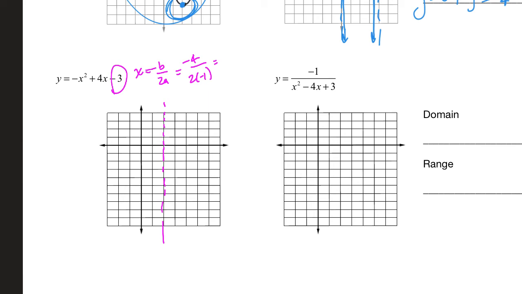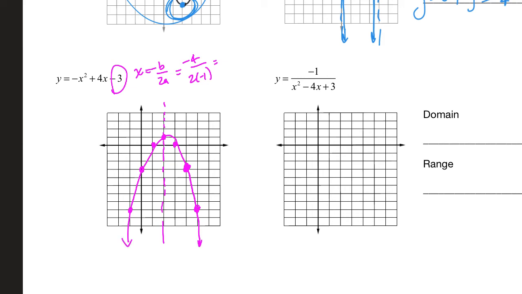I know my y-intercept is at -3, which means I know I have another ordered pair right there. 1, 2, 1, 2, 3, 4. Here's my vertex. It is downward facing. 1, 2, 3, 1, 2, 3, 4, 5, 6, 7, 8, 9. So I've got, again, a bunch of really nice looking dots that I can take reciprocals of.